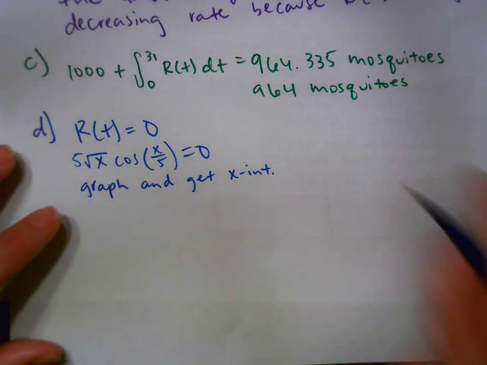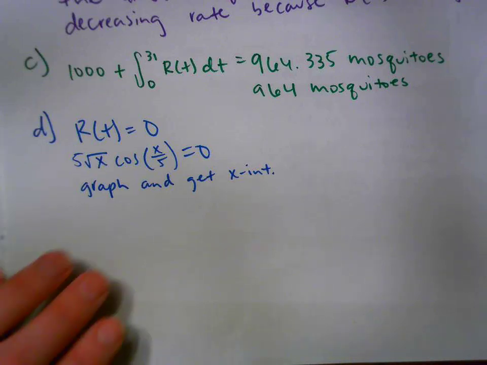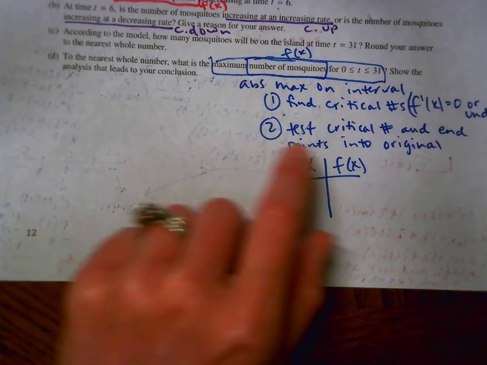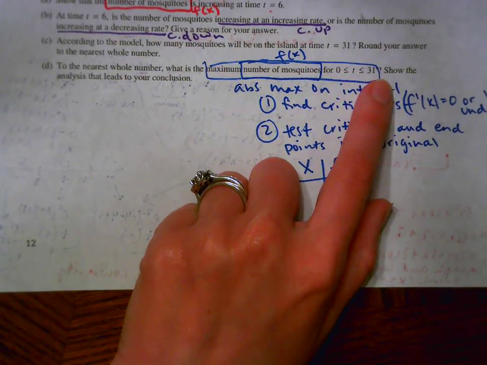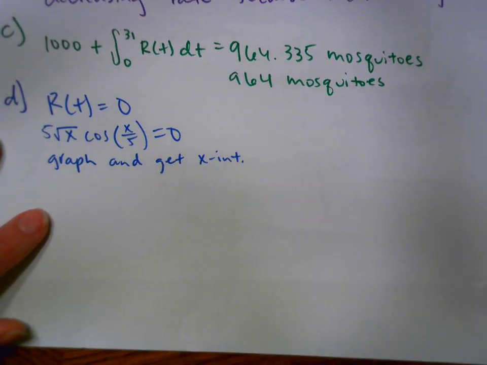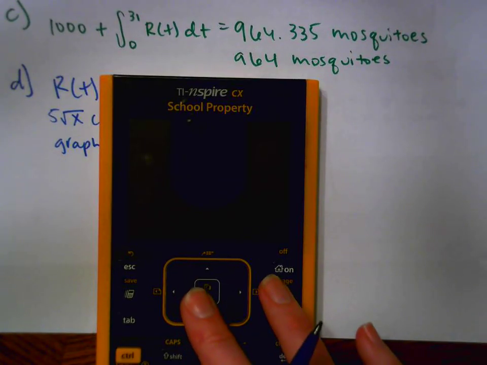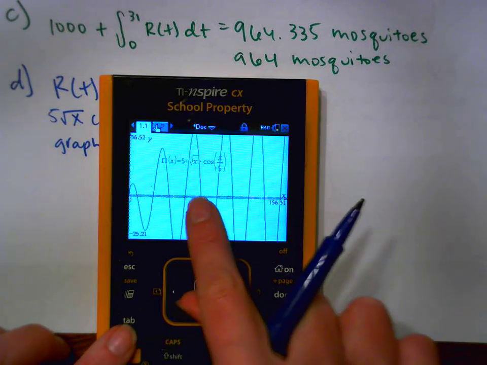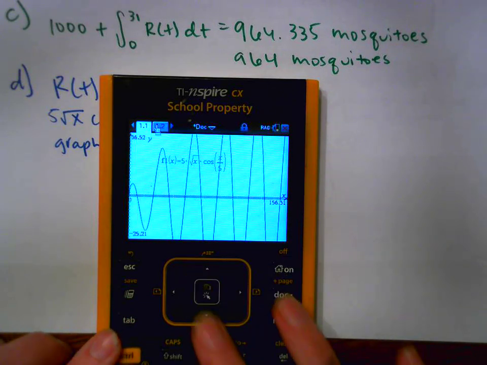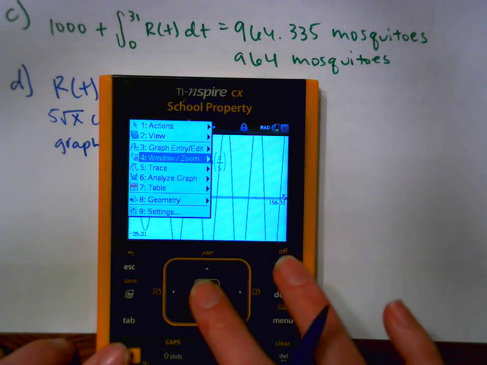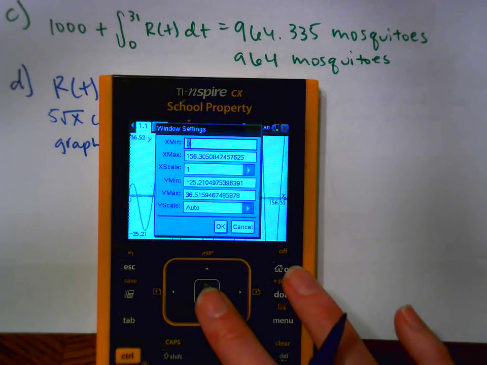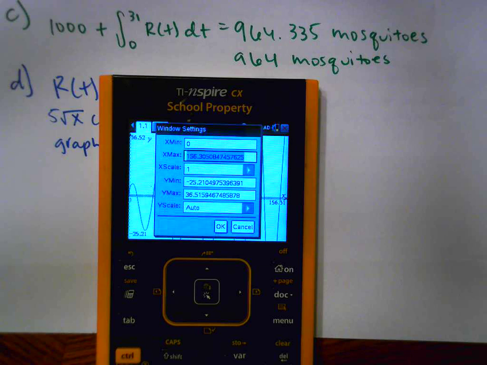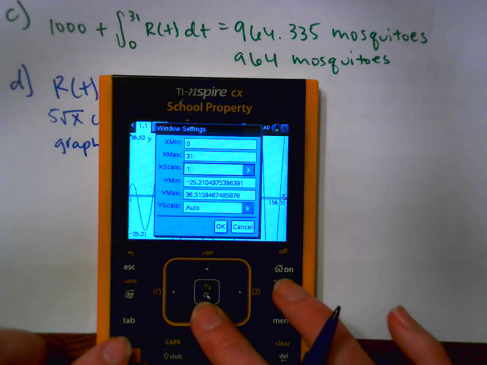Which Desmos is very beneficial. And make sure you look at the whole interval, get all the x-intercepts from 0 to 31. So, if you're doing it on a calculator, here's my graph. Now I messed up my window, but I can change my window to be from 0 to 31.